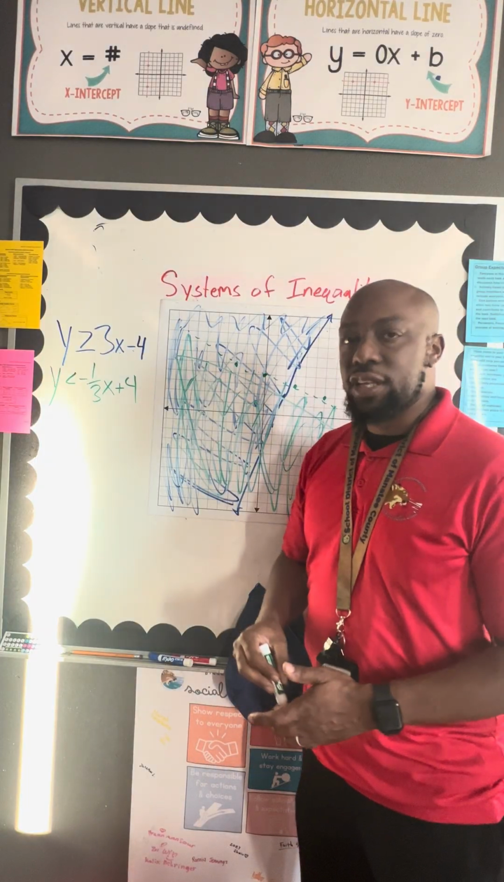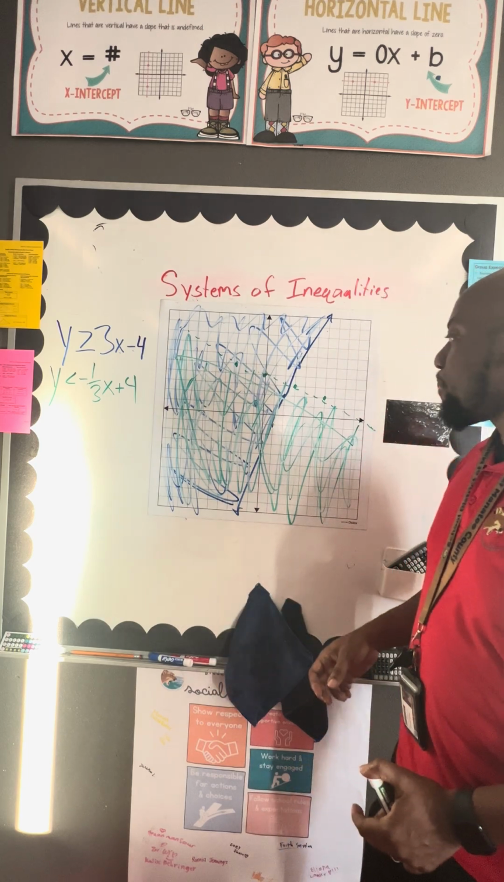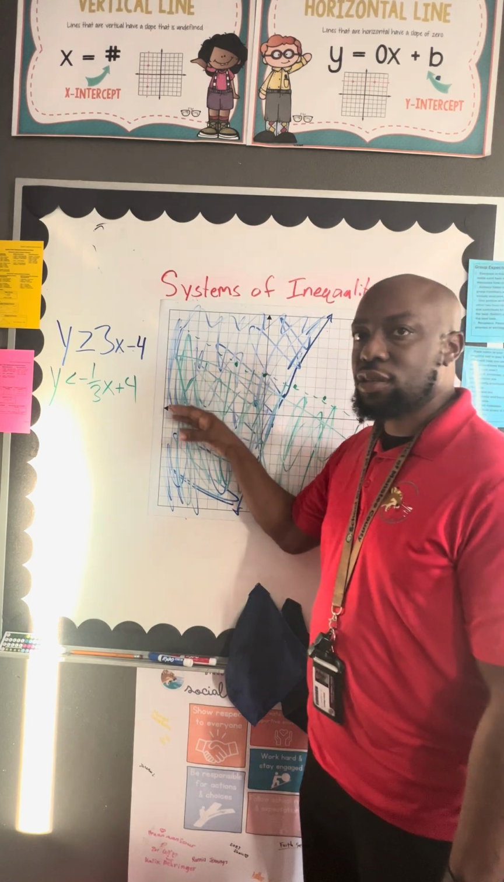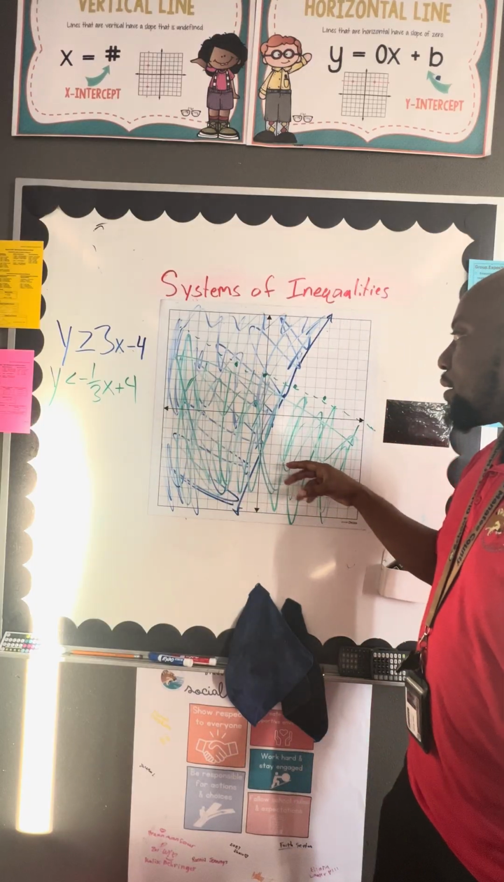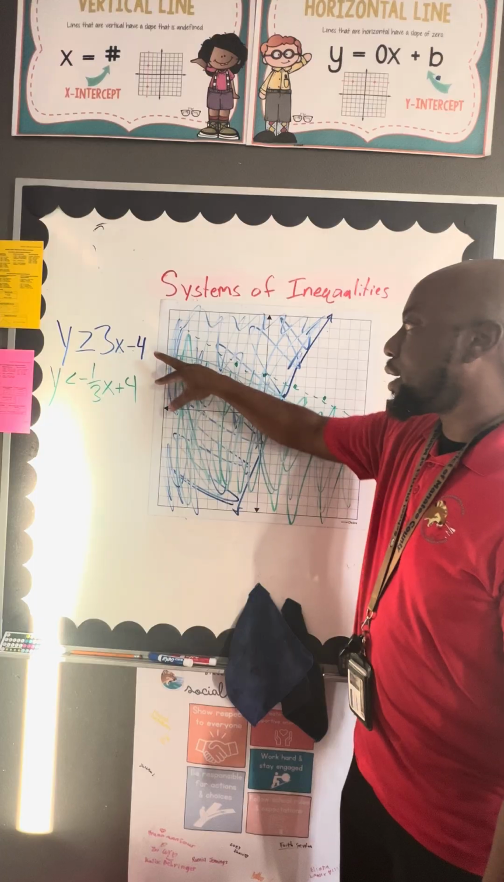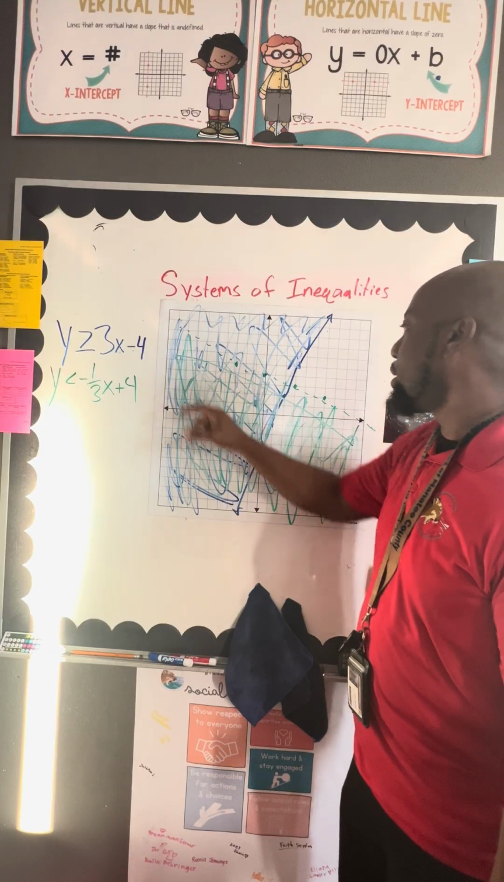All right, so for the system as a whole, where are my solutions then? Well, my solutions are where you see the green and blue together. These are my solutions, okay? So I can pick any point within this area and plug it into both inequalities, and it should be true if I did it correctly, okay?